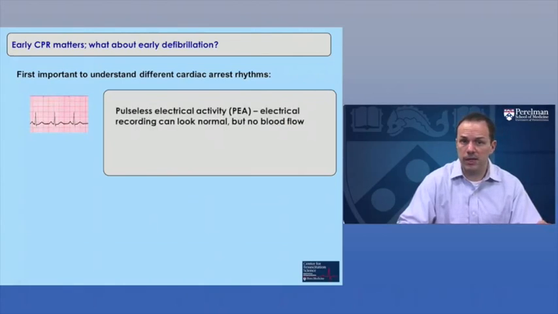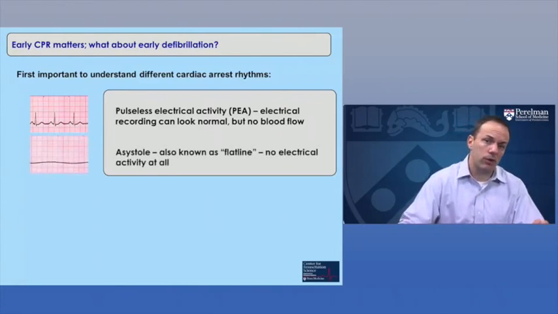You could also have something called PEA, or pulseless electrical activity. PEA is a funny rhythm in that it can often look normal. If I just handed a physician or a nurse this heart rhythm strip, they wouldn't know if the patient was in cardiac arrest or not. It can look normal. But in cardiac arrest, there's no blood flow, despite the electrical rhythm looking normal.